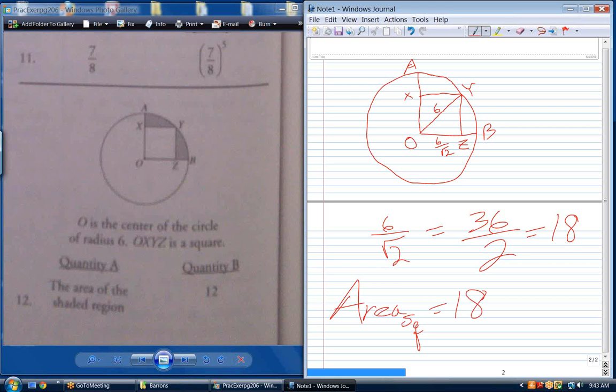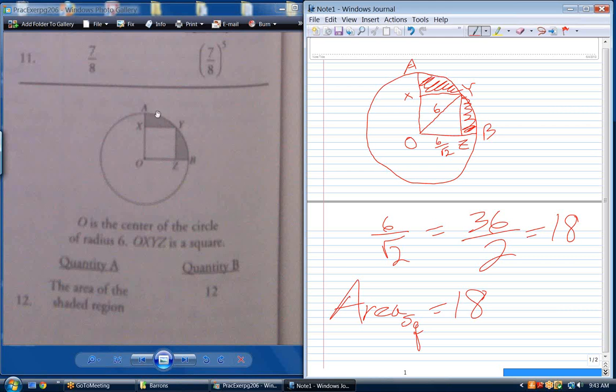What's the area of the shaded region? That one I'm not sure how to come up with. Okay. What shaded region problems are always subtraction problems. So what are we going to be subtracting here? We need the area of this quarter circle minus the area of that square.